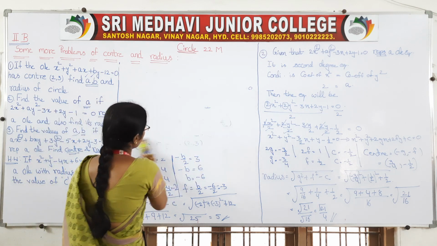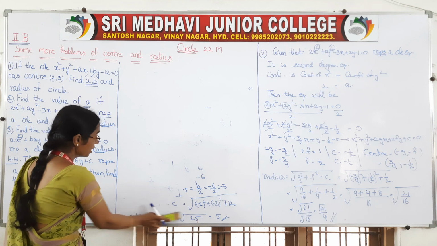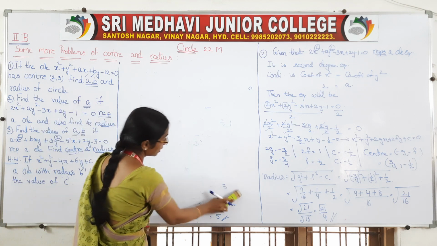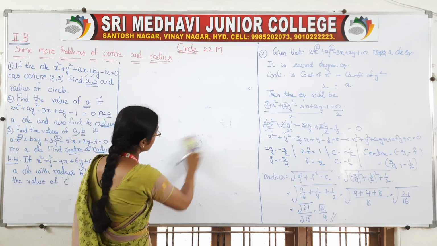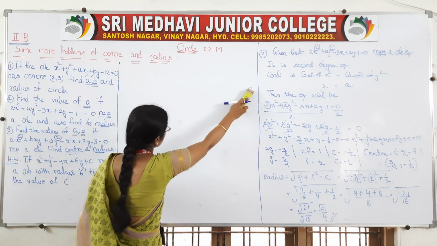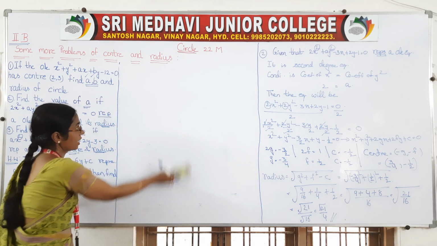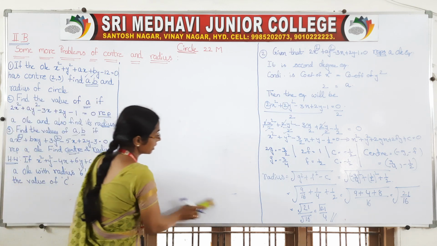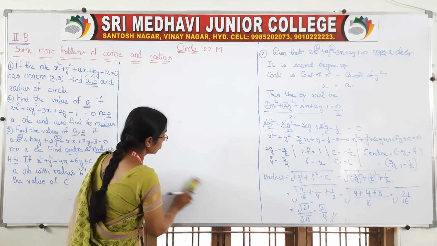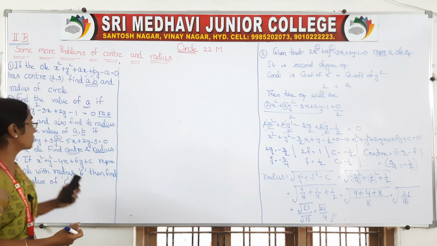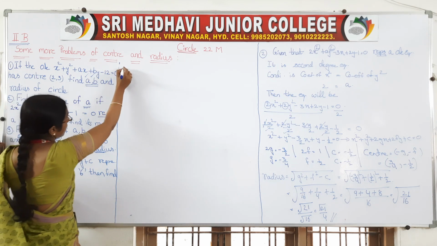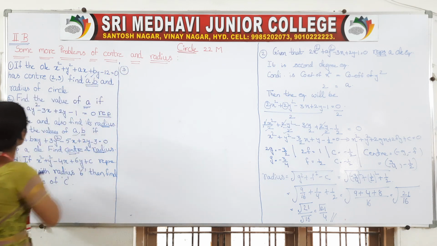So whenever a second degree equation represents a circle, it has to satisfy certain conditions. One condition is that the coefficient of x square is equal to the coefficient of y square. Another condition is that the coefficient of xy is equal to 0. So come on, take your third question.